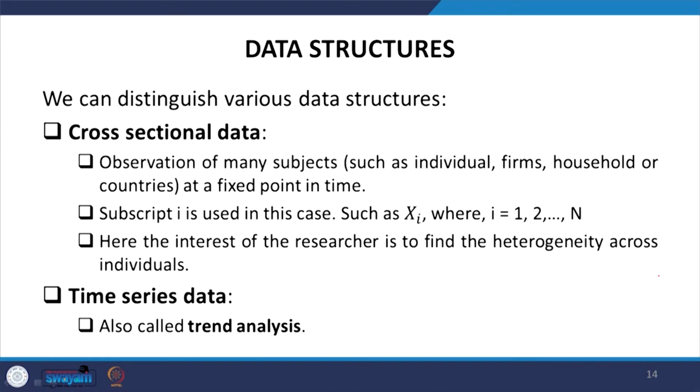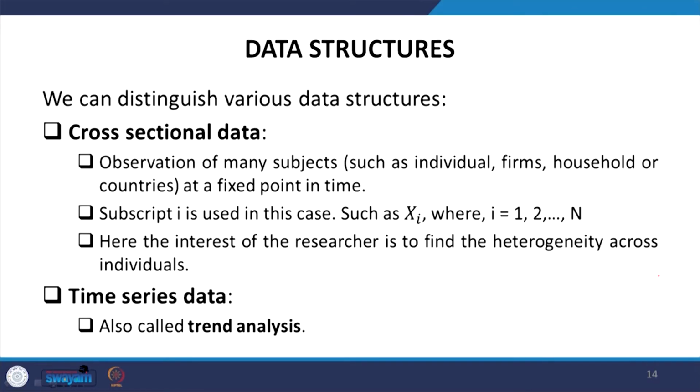Coming to the data structure, we can distinguish various data structures like cross section, time series, panel, and within panel, different types of panel. Cross section data, we have already said many times, is basically the responses at a fixed point in time. We usually denote it with x, where i varies from 1 to n, and here the interest of the researcher is to find the heterogeneity across individuals, how individuals vary across different heterogeneous groups or variables.